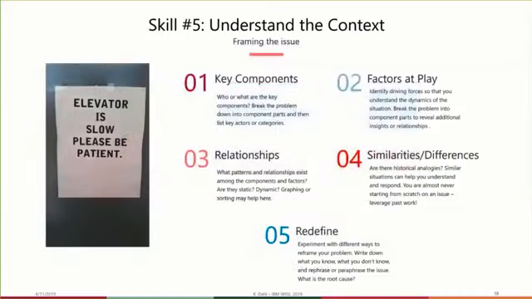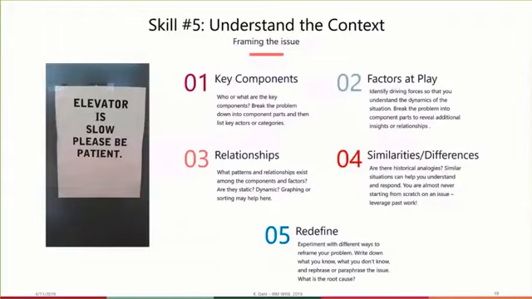So, framing the issue. Again, there are a number of steps that you can take to help you look at an issue or a situation more objectively. The first is to identify the key components inherent in whatever the situation is. Who or what are the key components? You break them down into component parts and start listing your key actors, key categories, and then from there start to identify the different factors at play. You understand the components. What are the driving forces? And again, going back to that driving forces diagram, this will allow you to start revealing additional insights and relationships that you might not have been aware of initially.